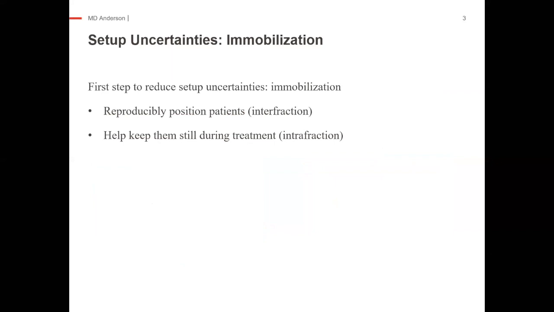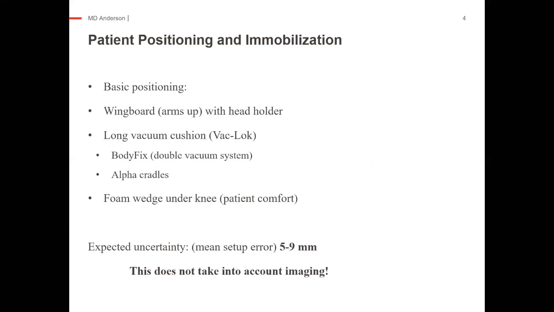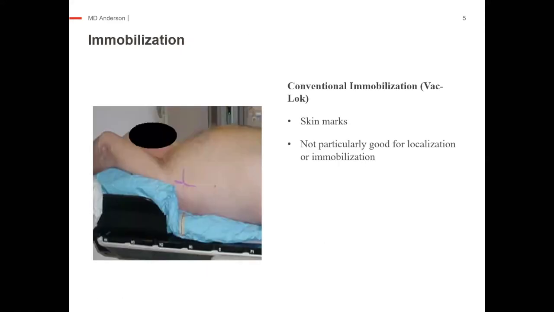So, setup uncertainties, immobilization. We use immobilization, like I said, to reduce intrafraction and interfraction motion. Basic positioning: we have our Back Lock on a wing board with a head holder, arms up, and then a foam wedge under the knee. And this is our 5 to 9 millimeter mean setup error. This is our conventional immobilization for standard fractionation. The purple marks on the patient are our isocenter, and it's actually not particularly good for either localization or immobilization, despite being standard.